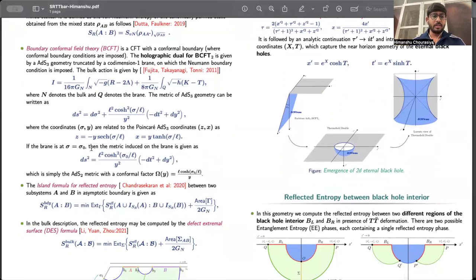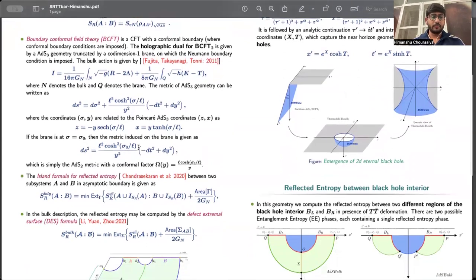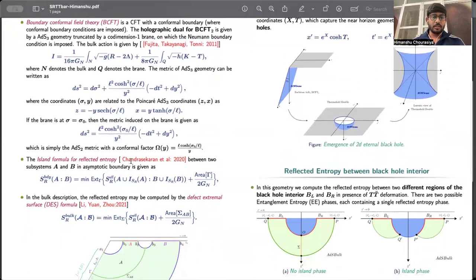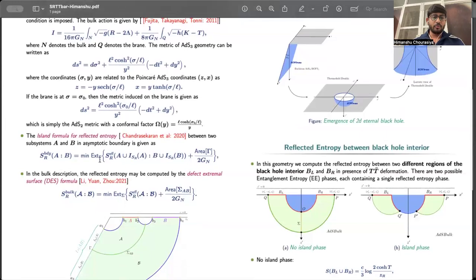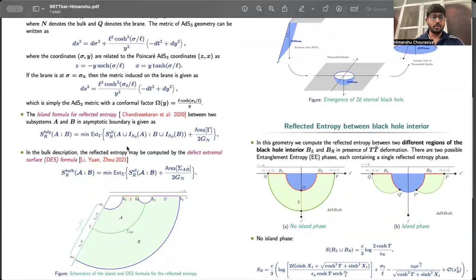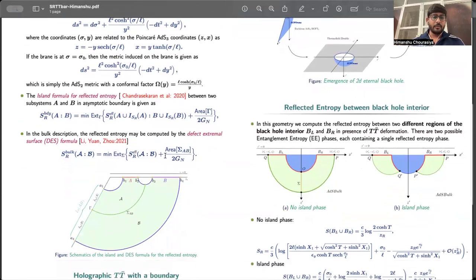Now let's assume that the brane is situated at sigma equal to sigma 0. So the brane metric is basically the AdS2 metric with a conformal factor given by this. Chandrasekhar and collaborators proposed the island formula for the reflected entropy between the subsystems A and B in the asymptotic boundary, which is given by this equation, and the holographic dual of this island formula is proposed by these people, which is the entanglement wedge cross-section formula given by this equation.